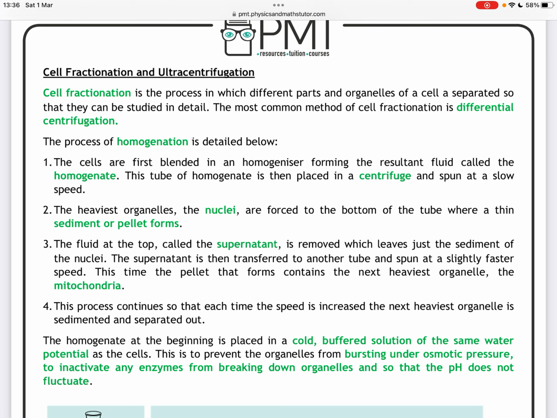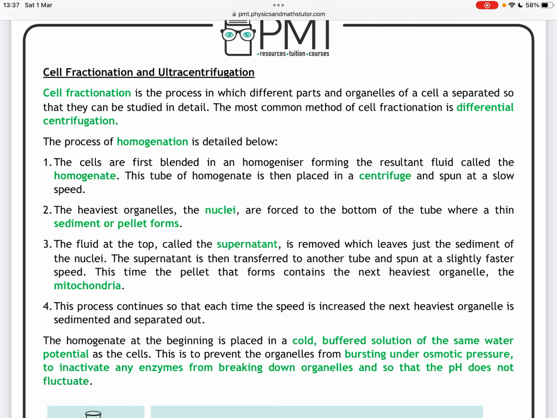The most common method of cell fractionation is differential centrifugation. The process of homogenization is detailed below. First of all, the cells are blended in a homogenizer, forming the resultant fluid called the homogenate. This tube of homogenate is then placed in a centrifuge and spun at a slow speed.